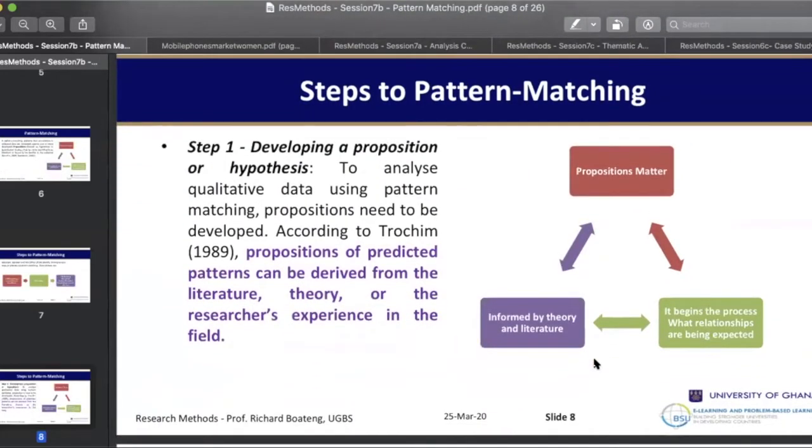Now, propositions tend to matter. To analyze qualitative data using pattern matching, propositions need to be developed. According to Trochim, 1989, propositions or predicted patterns can be derived from the literature, theory, or the researcher's experience in the field. So it means that when the researcher explores the data from the beginning, they can find some relationships and patterns they can immediately observe.